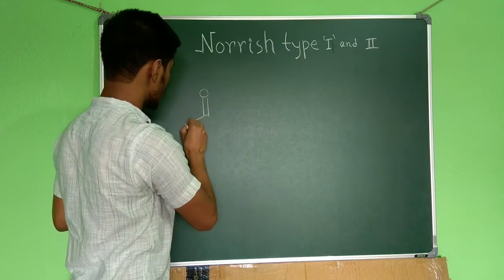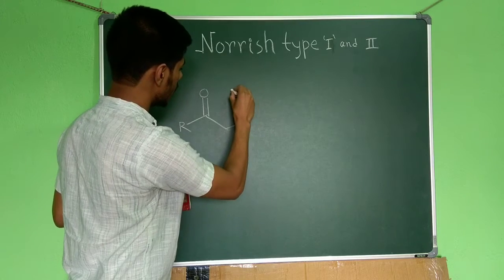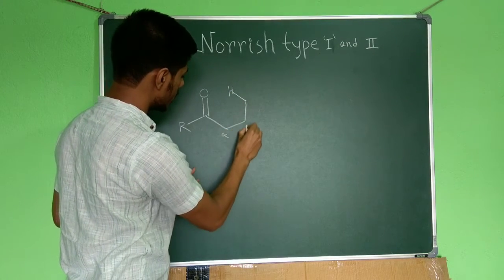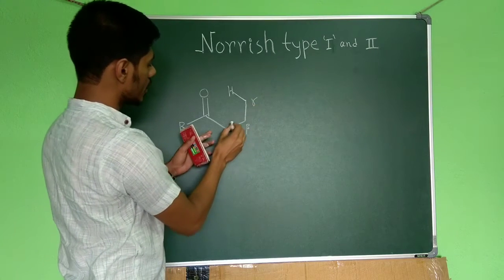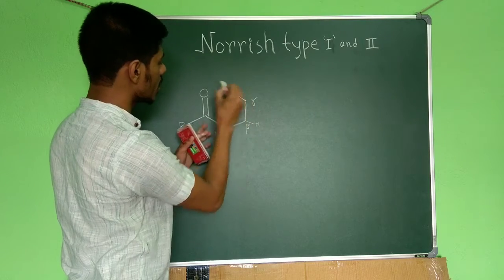So let's say you have a substrate where you have R group over here, and you have a carbonyl compound which has a gamma hydrogen. So this position is alpha, this is beta, and this is gamma, and here the hydrogen is alpha hydrogen, this is beta hydrogen, and this is gamma hydrogen.